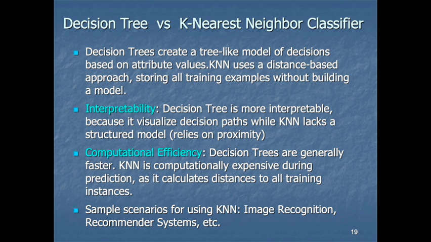In terms of interpretability, a decision tree is more interpretable, as I mentioned, because you have a clear structure. You can see the decision path, while KNN relies on proximity, right? And so it is less interpretable. And in terms of efficiency, again, because it stores all the training data, it doesn't have any model, and it calculates the distance with respect to all the features in the training instances. It takes a lot of space in memory.